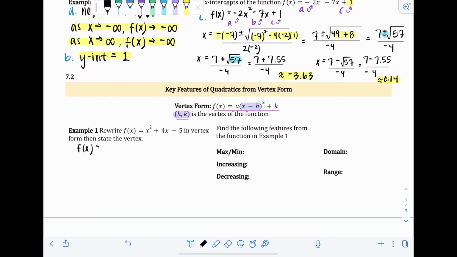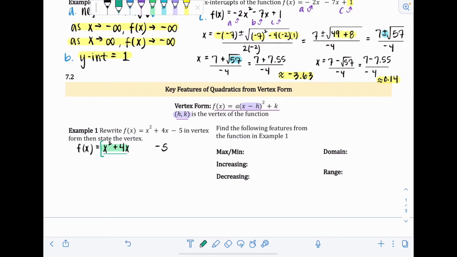So f of x equals x squared plus 4x minus 5. When we're completing the square, we usually isolate the terms that have x squared or just x in them. You can add 5 to cancel it out and put it over here, but we're going to end up having to isolate that f of x anyways. So instead of doing that, I'm just going to move this negative 5 over and leave myself some space. I'm going to complete the square with just this x squared plus 4x.